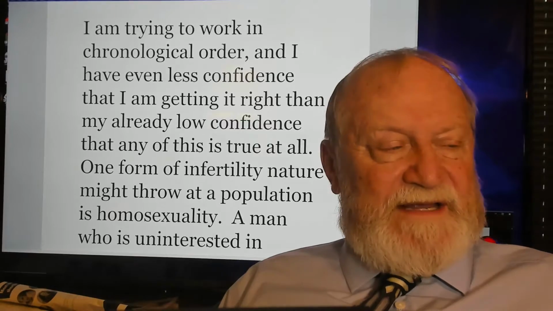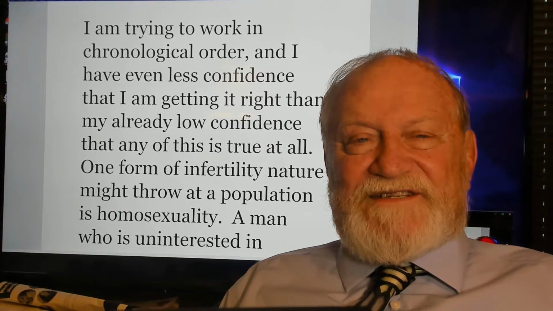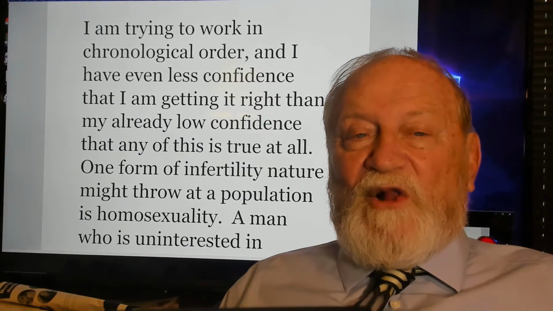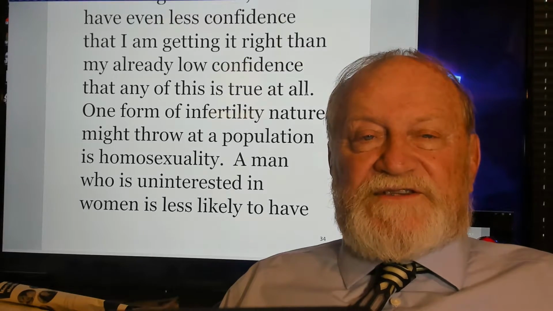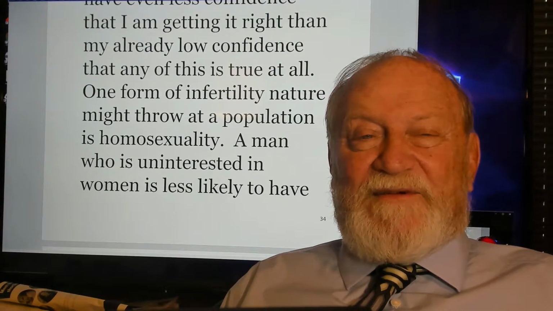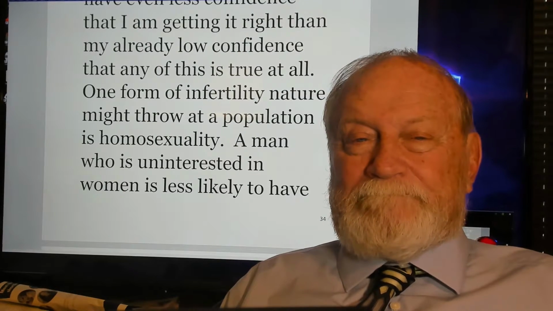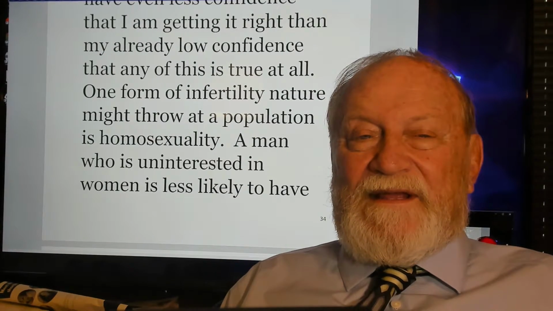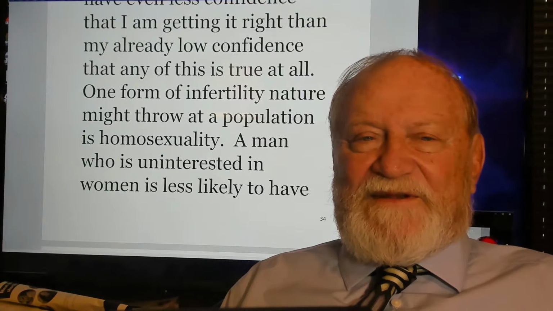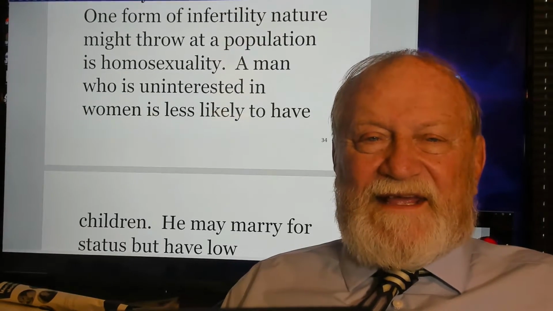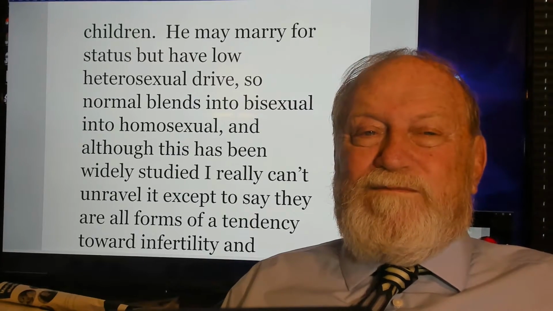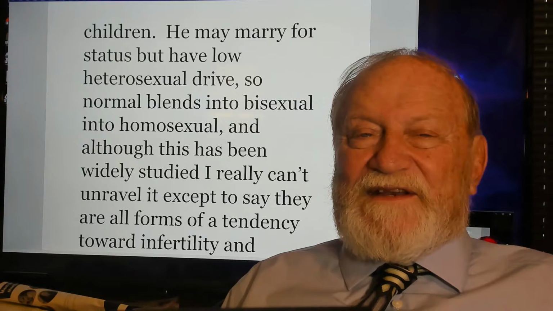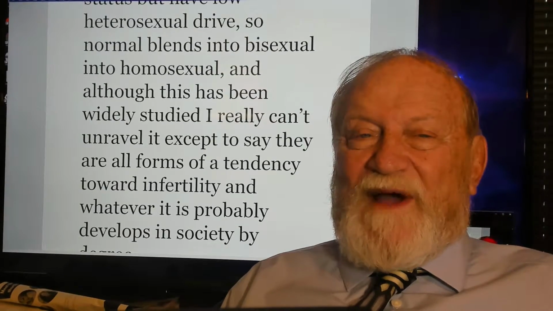All right, I'm trying to work out a chronological order, and I have less confidence that I'm getting it right than my already low confidence that any of this is true at all. So, one form of infertility nature might throw at us is homosexuality. A man who is uninterested in women is less likely to have children. He may marry for status with a low heterosexual drive, so he blends into bisexual and into homosexual. This has been widely studied.